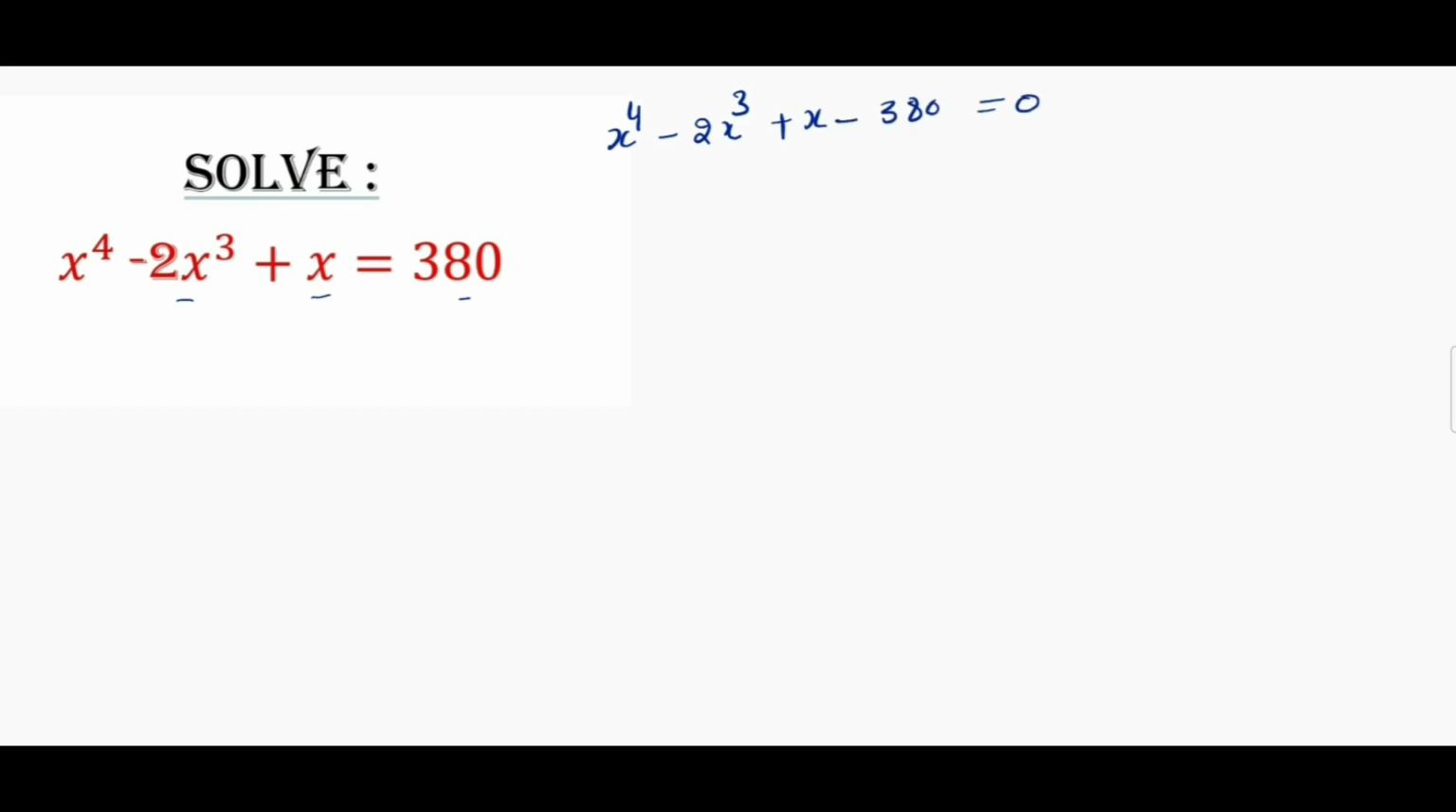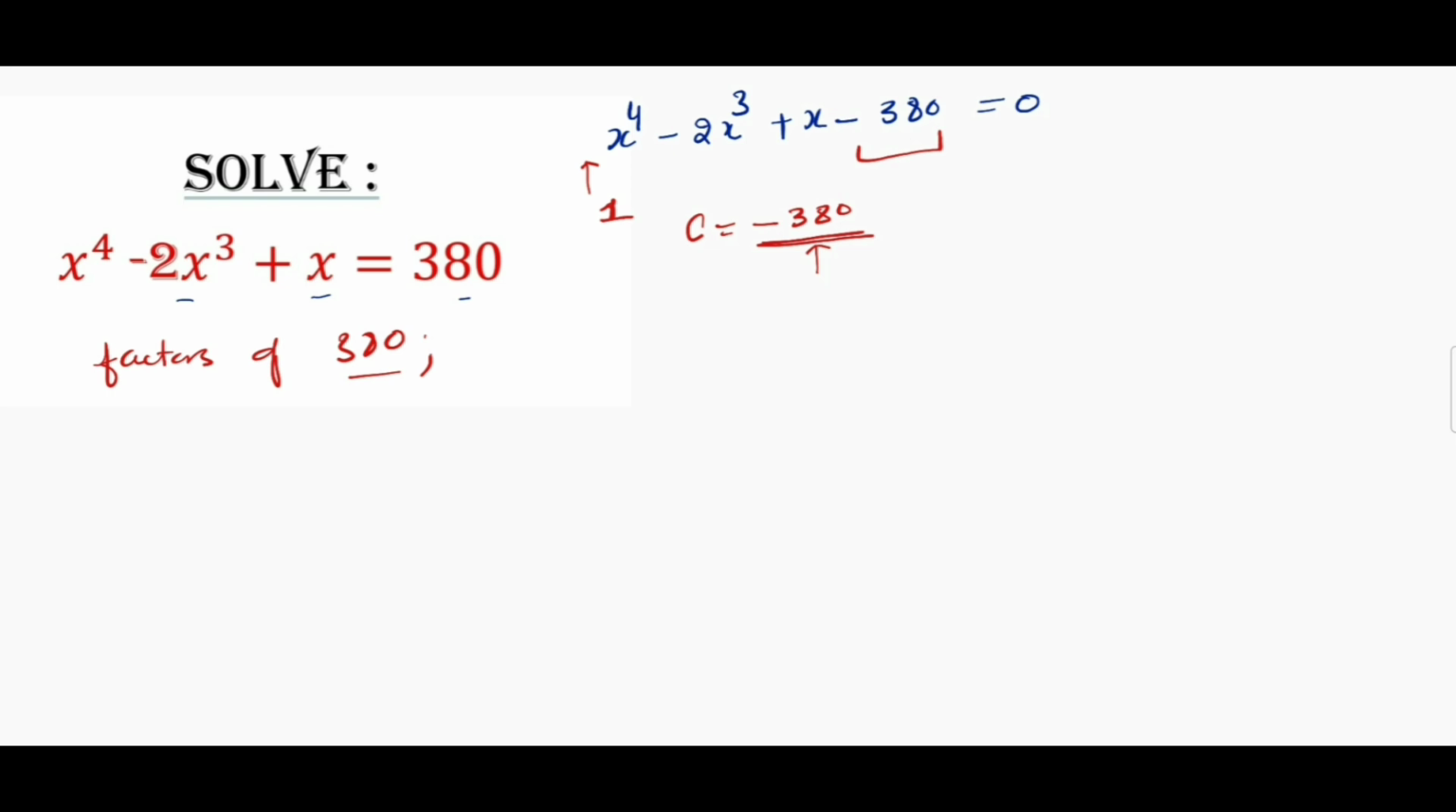So here if we see, the coefficient of x raised to power 4 is equal to 1. To solve this type of biquadratic equation where the coefficient of x raised to power 4 is equal to 1, we have to see the constant c. So here the constant is equal to negative 380. So the step is we have to find the factors of 380. If we find the factors of 380, we can use the prime factorization method.